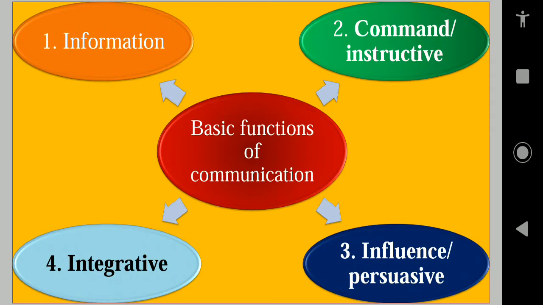The command and instructive function of communication is more observable in formal organization than in informal organization. It is mostly in an institution. In the family, you can say to your parents, I will not do that. But in the institution, you cannot say that I will not write the practical records, or I will not attend the class. Then automatically you will be punished. So you have to obey the order, rules, regulations. It is mostly seen in formal institutions.